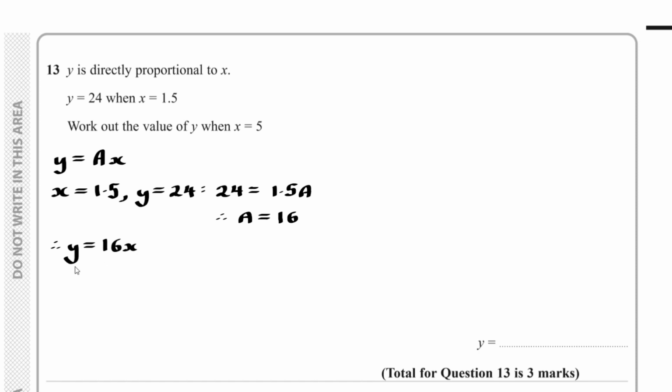So therefore, we are required to find the value of y when x is 5. So when x is 5, y is equal to 16 multiplied by 5, which is 80. Which means y is 80.